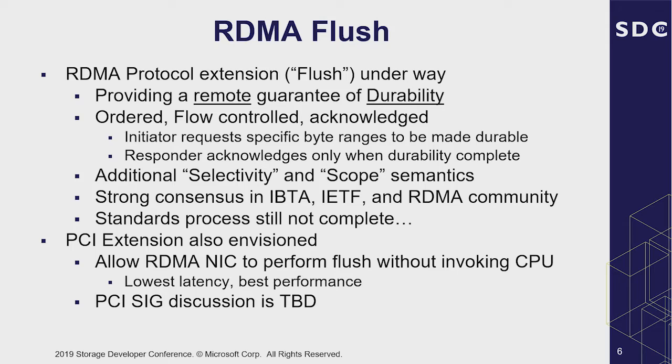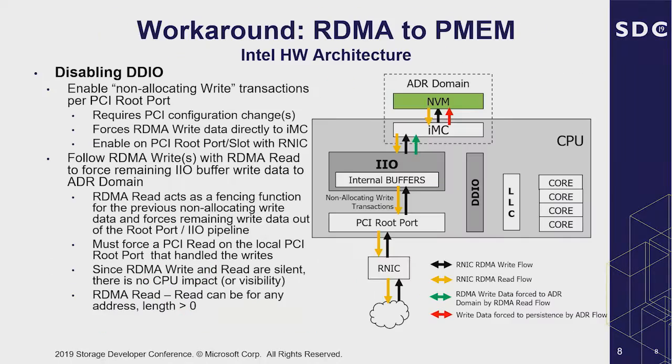I'm hitting the wrong button. I'm going the wrong way, so sorry. Here we see no lines on the right. Okay, so it goes straight to the IMC, the integrated memory controller. Once it's in the IMC, we're inside that dotted line called the ADR domain. And once we're there, we're home free. That's persistence. That little dotted line is the persistence boundary. So that would be cool.